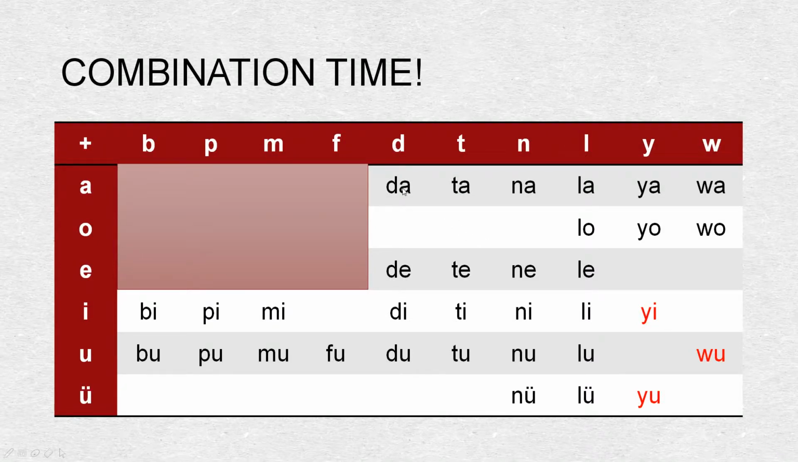Da a da, ta a ta, na a na, la a la, ya ya, wa wa, la o lo. Attention, there isn't any u sound between the initial and the final o here.